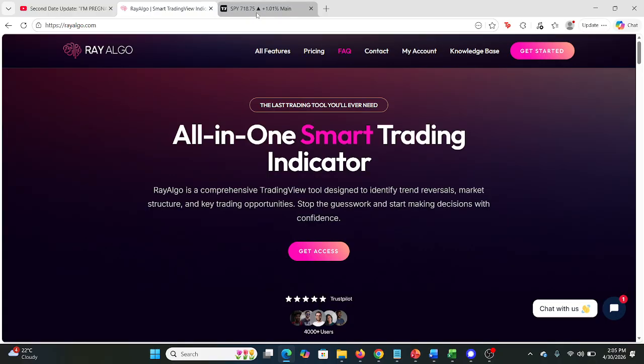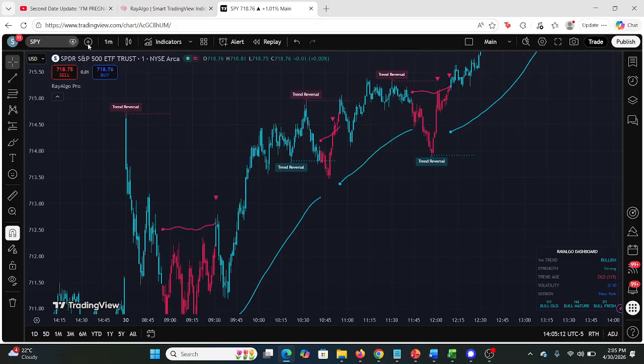So let's have a look at the chart here. This is SPY 1 minute. I think I said in my previous video about RayAlgo that it works really, really well in the short time frames. Usually these algos have a hard time, but for example, take a look at these trend reversal signals. This one right here is a bullish trend reversal, and you can see almost on a dime it reacted and has been bullish ever since.